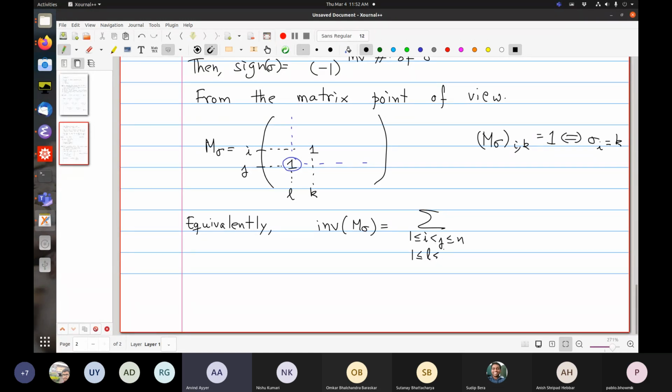L less than k less than or equal to n, m sigma ik, m sigma jl.